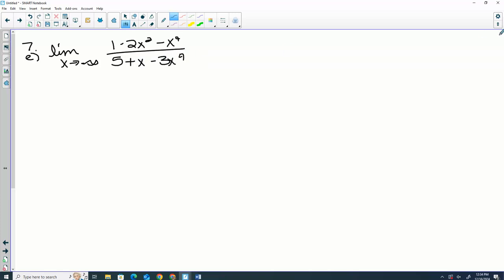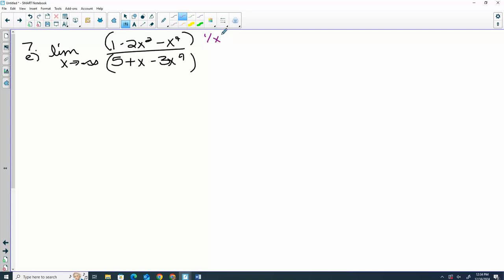X approaches negative infinity. Okay. We always check to see if we can just plug it in, but we get 1 minus infinity over 5 plus infinity minus infinity. But that makes no sense. We don't know what that goes to. Other strategies we've tried are factoring and reducing, but with the infinities we have a special trick. What is it? Divide by the highest power.